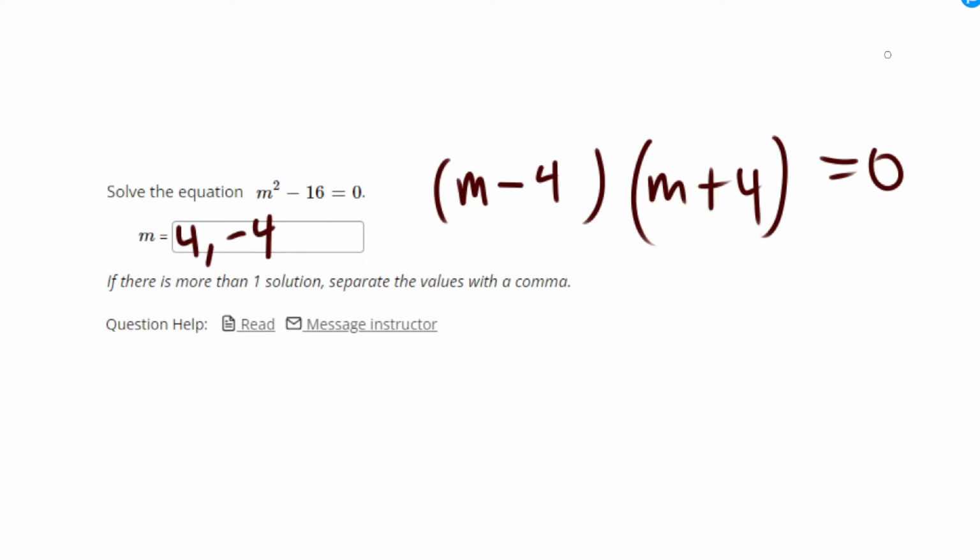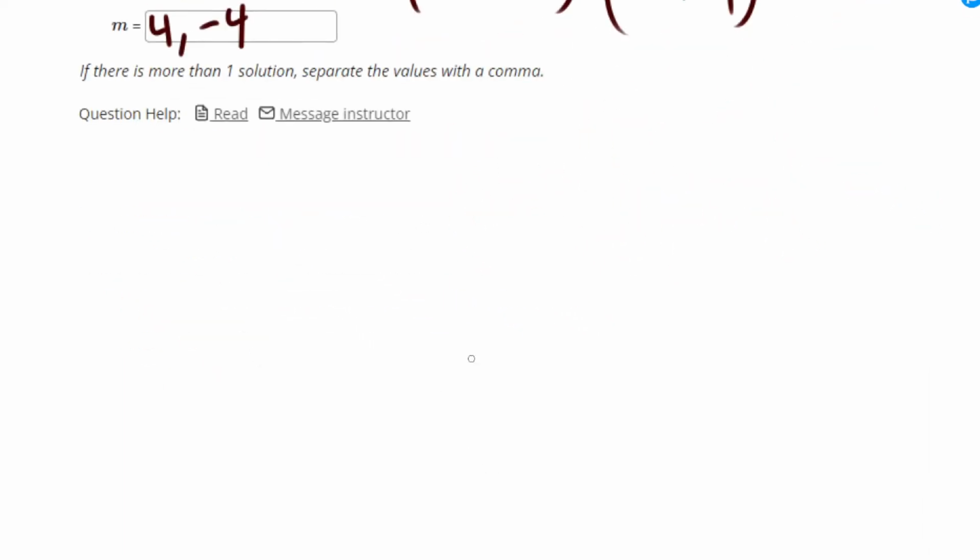Because this is coefficient of 1, so we're allowed to do that.